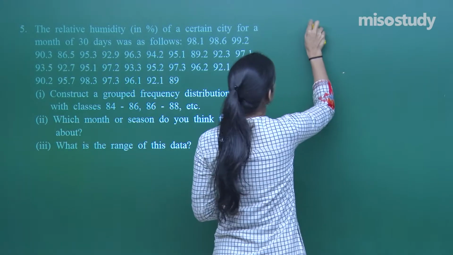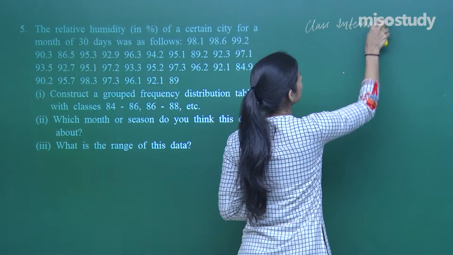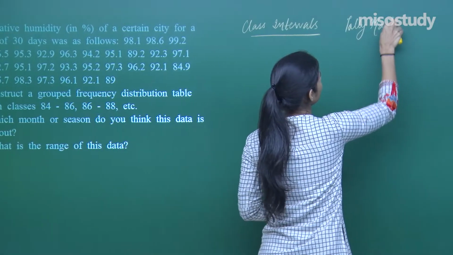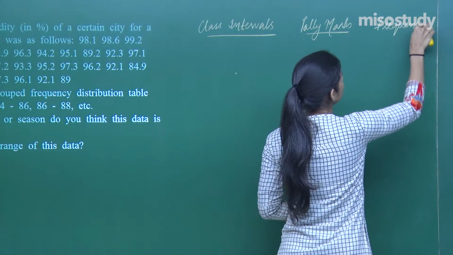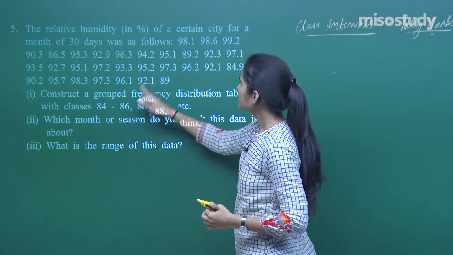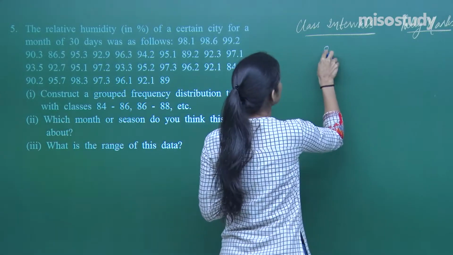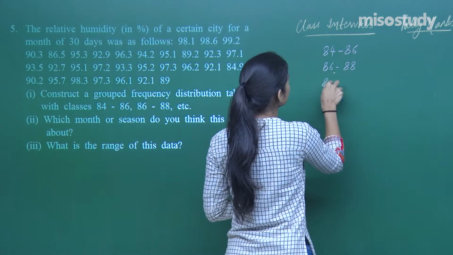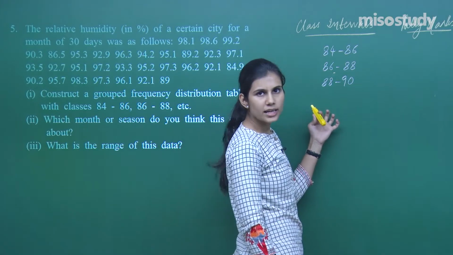Let's first talk about the group frequency distribution. So I'll have class intervals, again tally marks and frequency. Clear? Now it's given to you 84 to 86, there is no value beneath 84, so I am going to take 84 to 86 as the first class interval. Next is 86 to 88, so next will be 88 to 90. What is the class size? Of course you can judge the class size, it is 2.